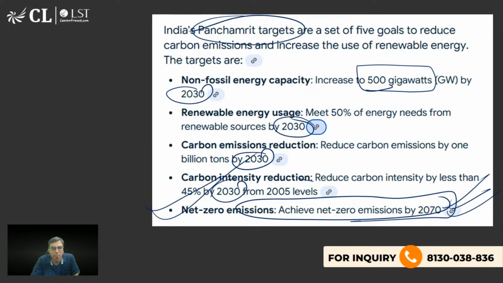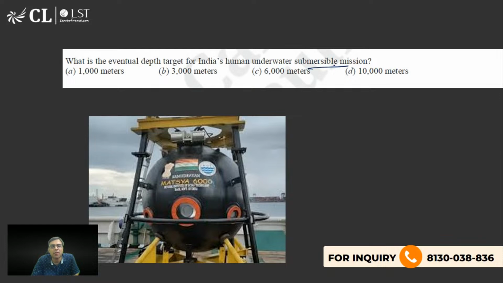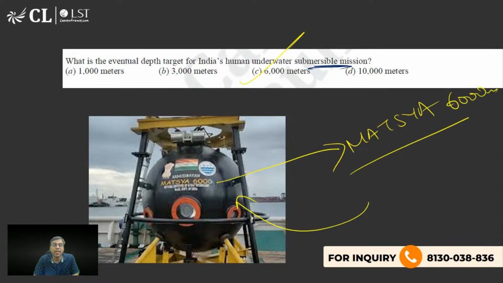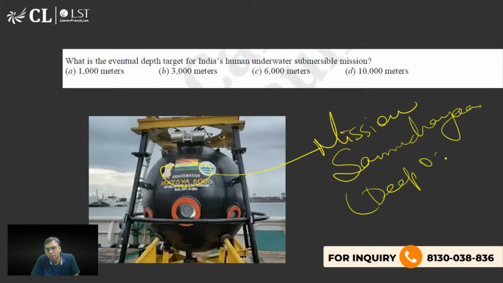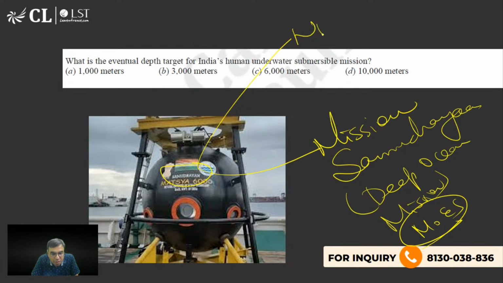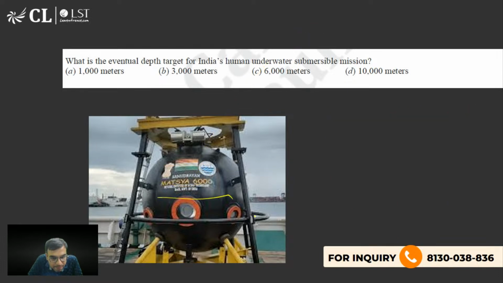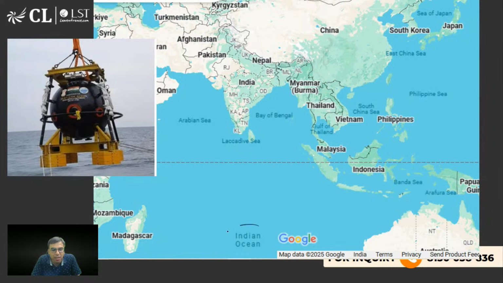Okay, so the last one is the most important. The next is India's human underwater submersible mission. What is the name of the mission? It will go 6,000 meters. Here it is written Matsya 6000; Matsya means fish, 6,000 meters. It will go deep inside, 6,000 meters, and humans will go inside it. The name of this mission is Mission Samudrayaan. This was asked in CLAT a few years back. Mission Samudrayaan, under the Deep Ocean Mission. It is launched by the Ministry of Earth Sciences, just remember that. Inside the central Indian Ocean, they will go inside the water and do research.